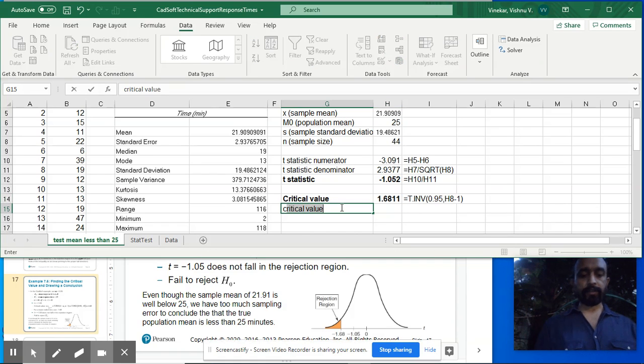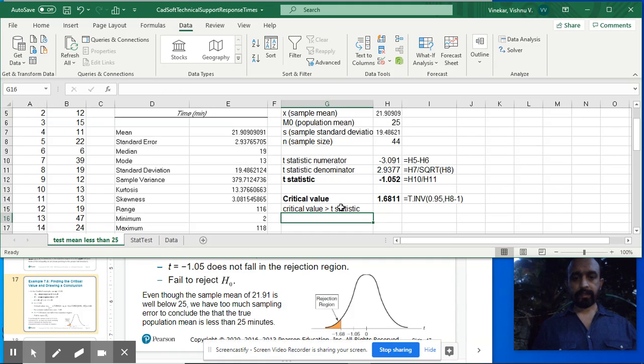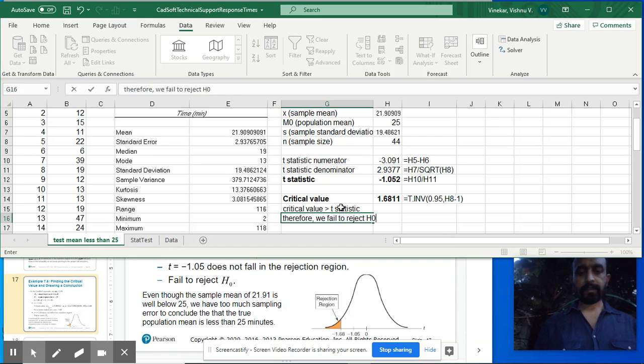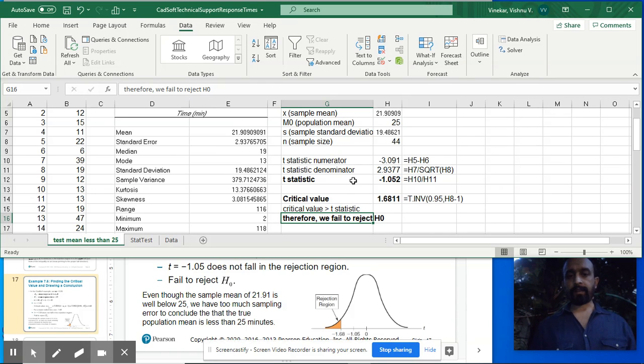Okay, so our critical value is greater than our t statistic. So therefore, we fail to reject the null. Okay, what does this mean? This means that because our t didn't go up to 1.68, we don't have enough proof that our mean response time is lower than 25.